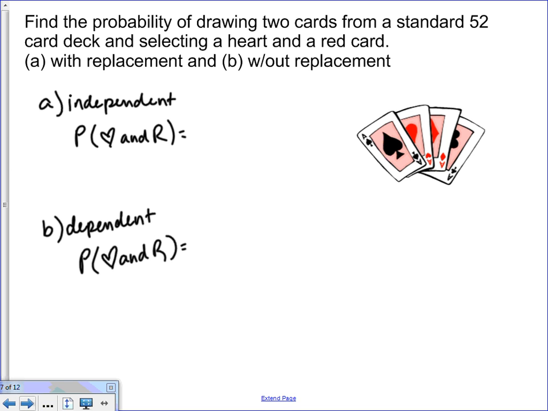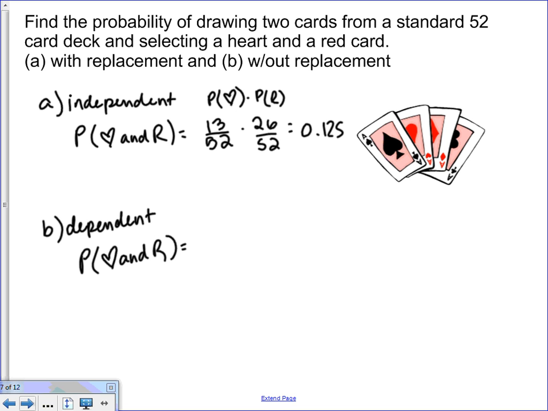A heart? 13 out of 52, and we're going to multiply it by the probability of pulling a red card, which is 26 out of 52. Or you could write 1/4 times 1/2. Okay, this is the probability of a heart. This is the probability of a red card. And we should come up with like 0.125.